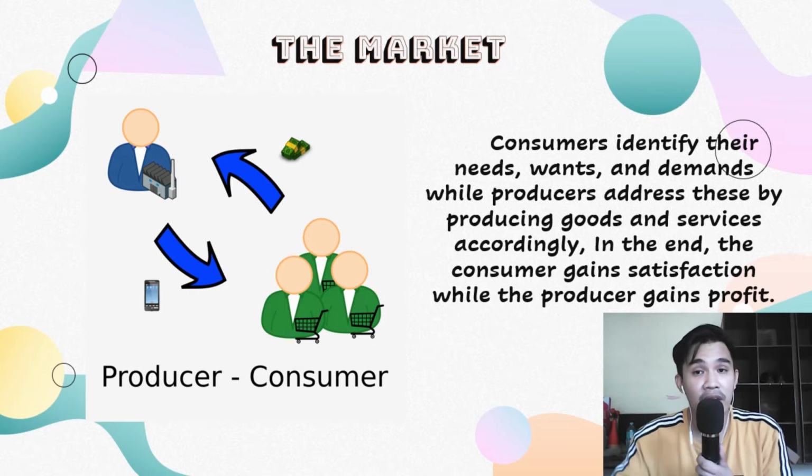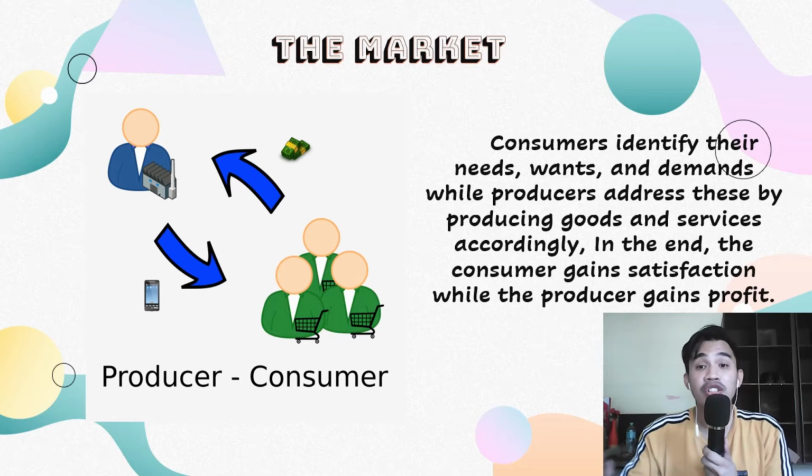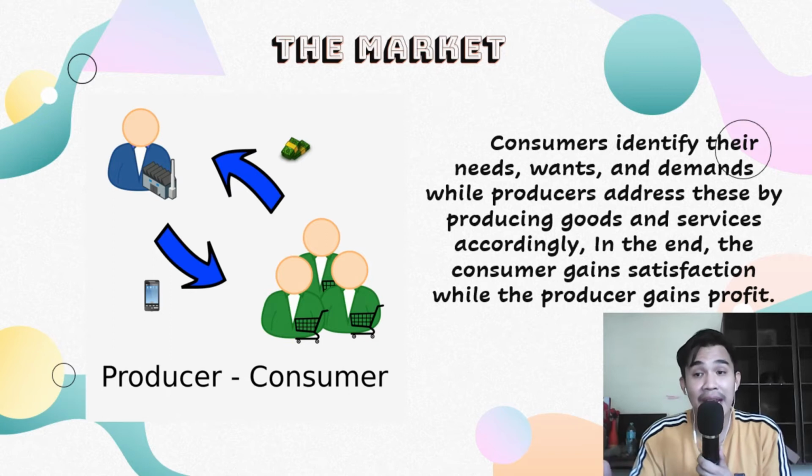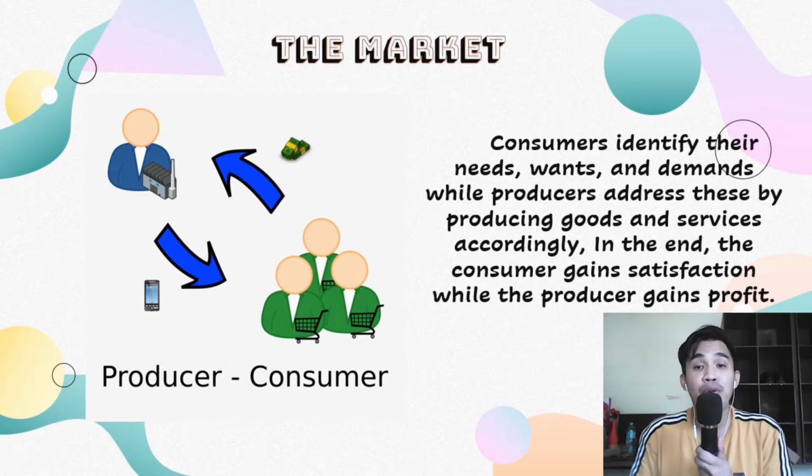We need also water. Aside from that, we also have our wants, like accessories or technology that we really want, and some of our demands. The producers address these needs and wants of the consumers by producing goods and services accordingly. In the end, the consumer gains satisfaction, because we were able to get what we need and want. The producer gains profit.